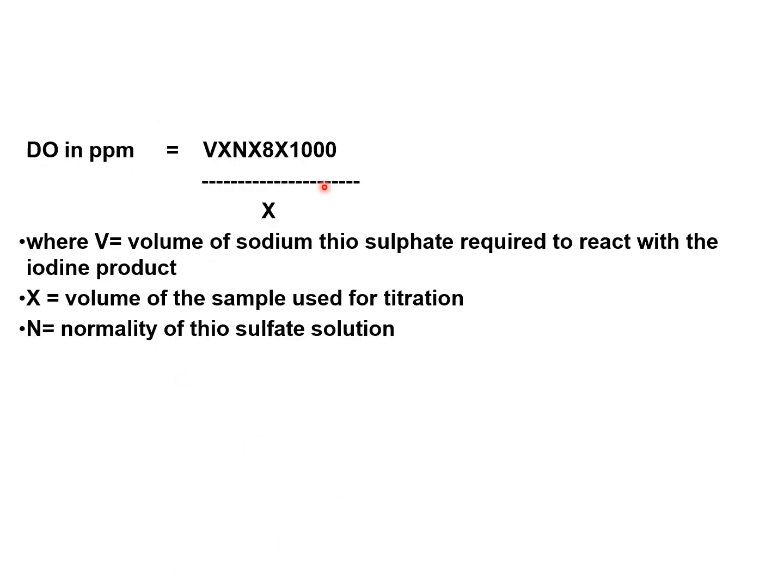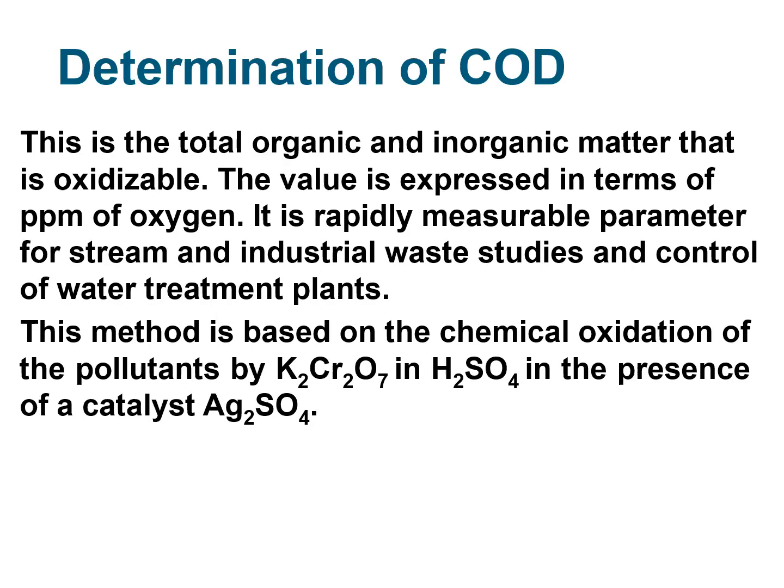So in this final expression, we have to substitute dissolved oxygen in ppm, V multiplied by N into 8 into 1000 by X. What is X? Volume of sample used for titration. N, normality of thiosulfate solution. V, volume of sodium thiosulfate required to react with the iodine produced. So if you substitute all the values, we can very well calculate the dissolved oxygen of the given sample.